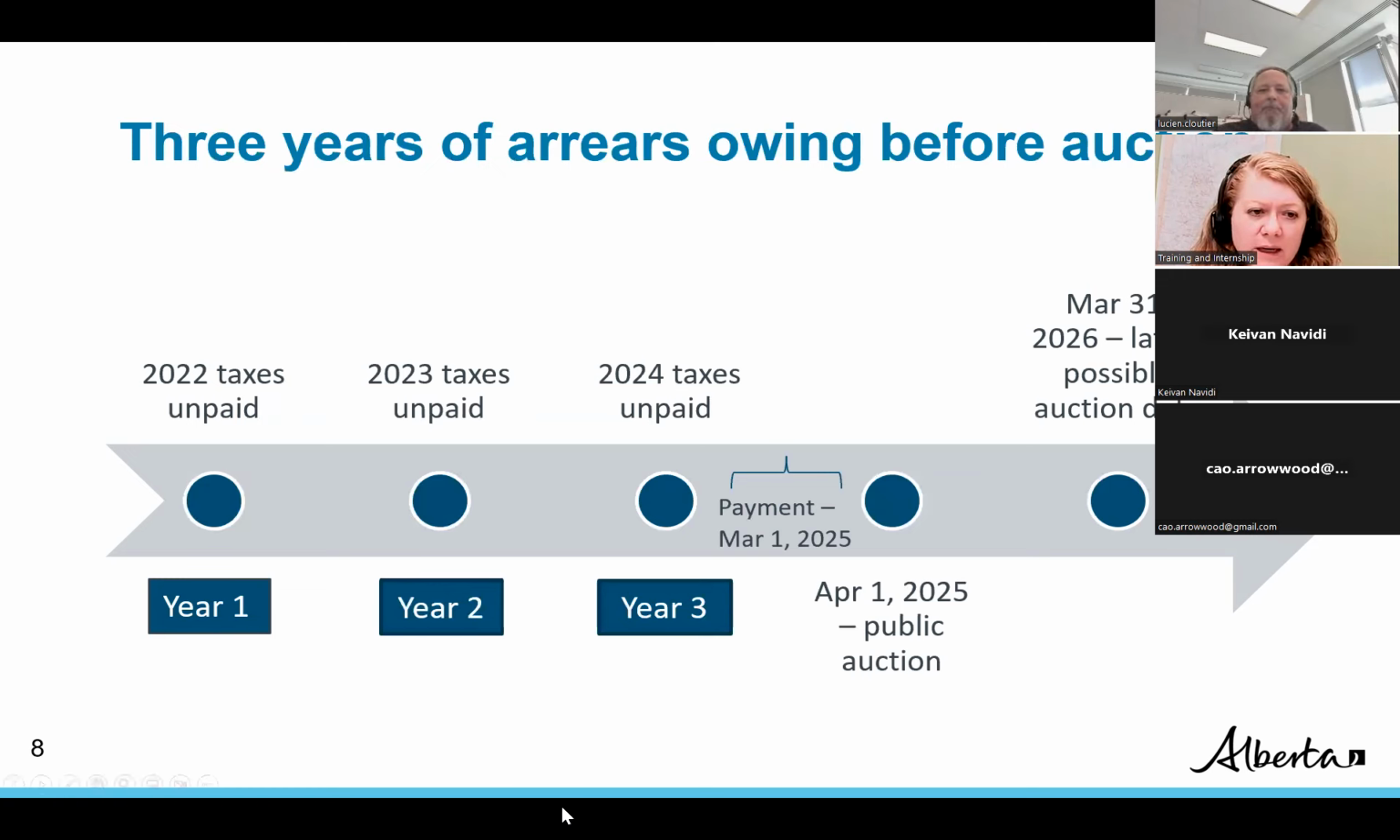If an owner doesn't come in to pay until after December 31st of 2024, for example, on March 1st of 2025, they will also have to pay the taxes imposed for 3 years, those years being 22, 23, and 24. The earliest date the municipality can schedule the auction would be April 1st of 2025, so payment before this date would stop the process.